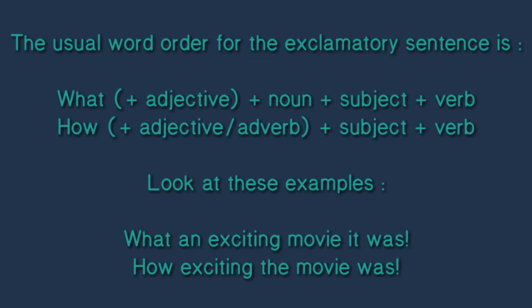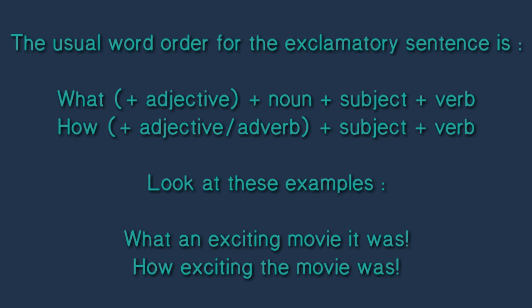Now the word order. The usual word order for the exclamatory sentence is what plus adjective plus noun plus subject plus verb. Look at this example, you'll understand it better. What an exciting movie it was! So what plus adjective, an exciting movie. What kind of movie? Exciting movie.